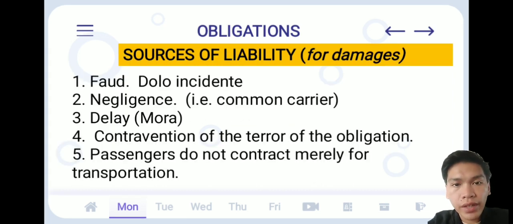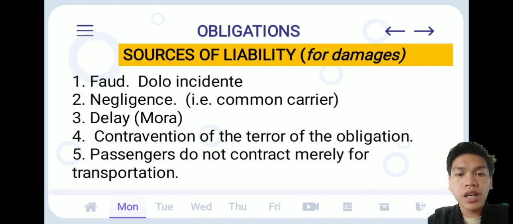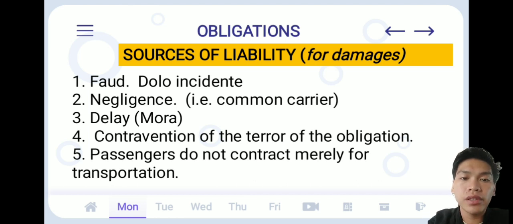So, the sources of liability. The first one is fraud or dolo incidente, which is fraud incident to the performance of the obligation. In fraud, there is an intent to evade the normal fulfillment of the obligation and to cause damage. Dolo incidente, or accidental fraud, which is referred to in Article 1344, are those which are not serious in character, and without which the other party would still have entered into the contract.